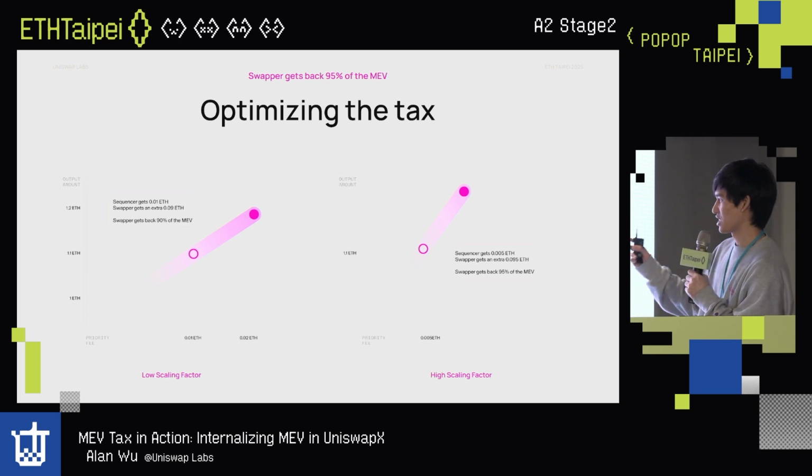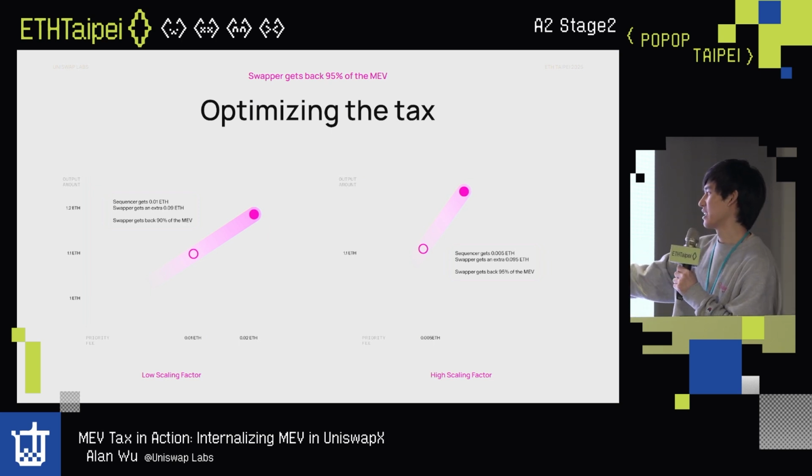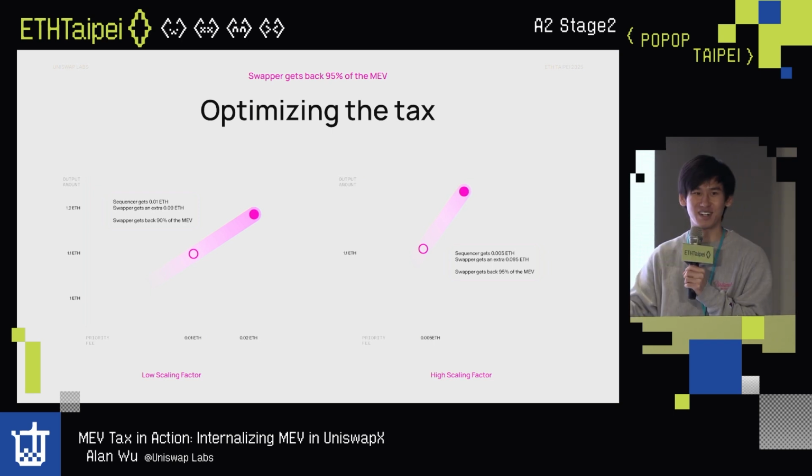Now you might be thinking logically, why not just make the slope super high and then make the line basically go vertical to get all of it?